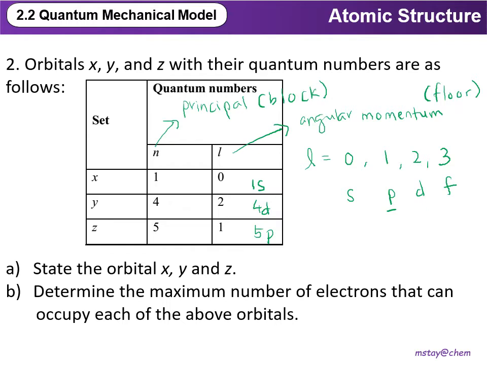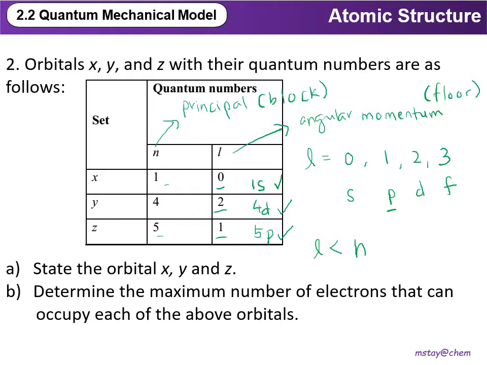At the same time, let us check whether these orbitals are valid or available. As we already know, the l value is always less than the n value. So if we check here, 0 is smaller than 1, so 1s exists. 2 is smaller than 4, so 4d also exists. 1 is smaller than 5, so 5p also exists.